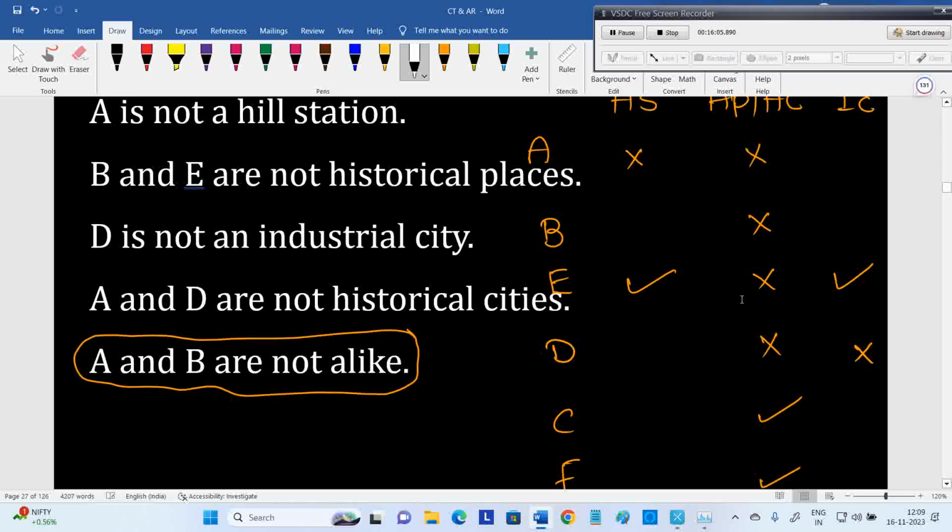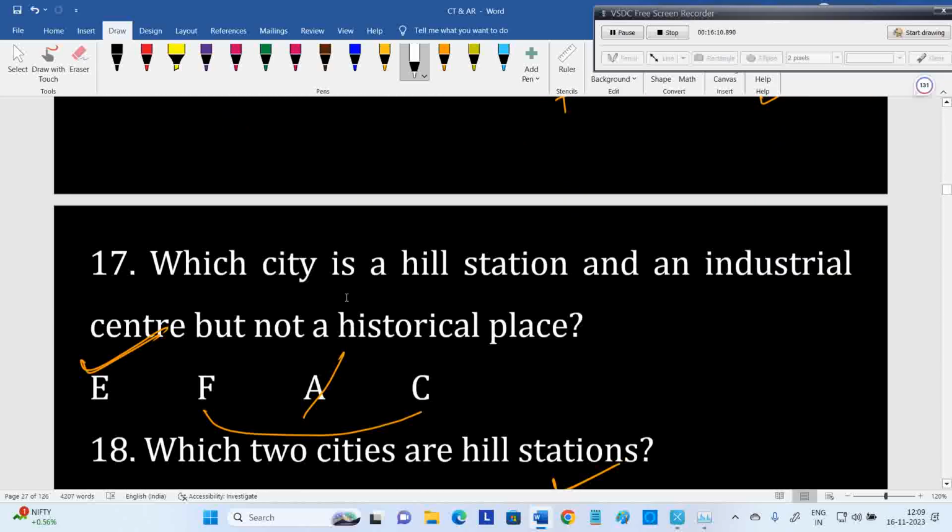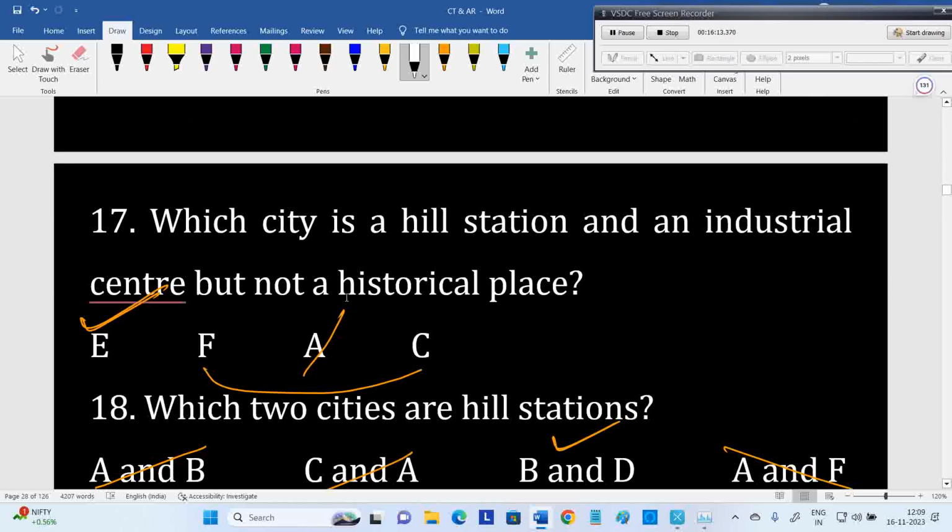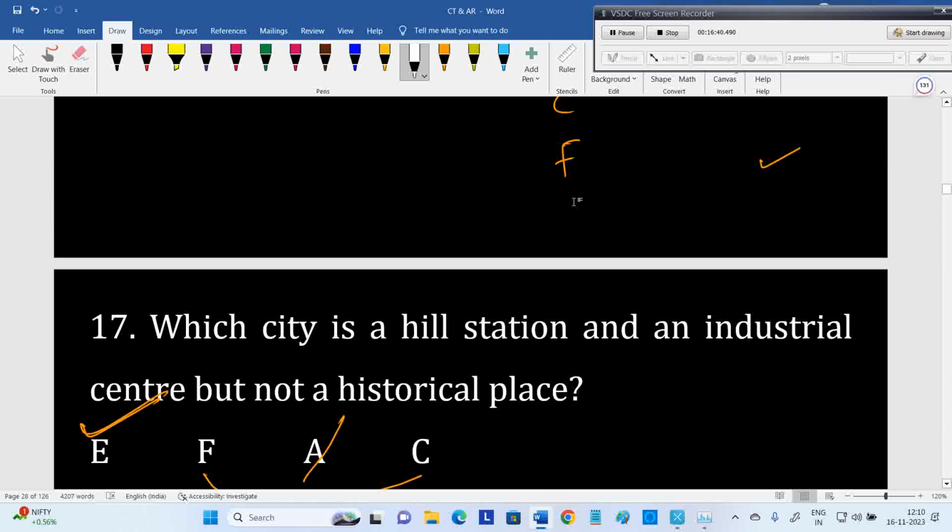Sir, if you don't decide E is an industrial city, how do I decide it? Because of the 17th question, it helped me decide E is the industrial city, because they asked the question, hill station not required. A is the hill station. They want hill station. A is not a hill station. We eliminated. We decided there is one question, historical, two cities, historical places. So C and F we decided. So C and F is historical, we eliminated. E must be the answer. So E must be industrial city. E is not historical place. I tick marked E as industrial center.